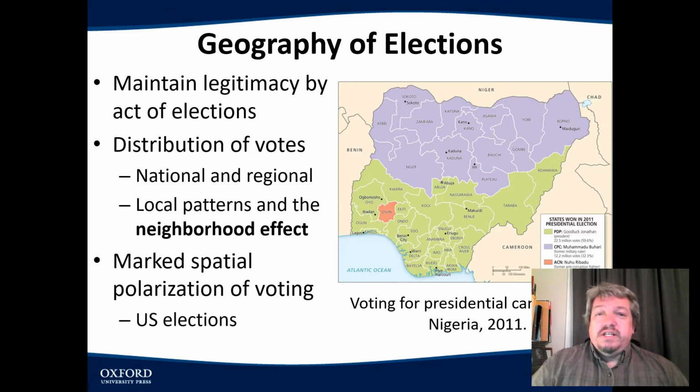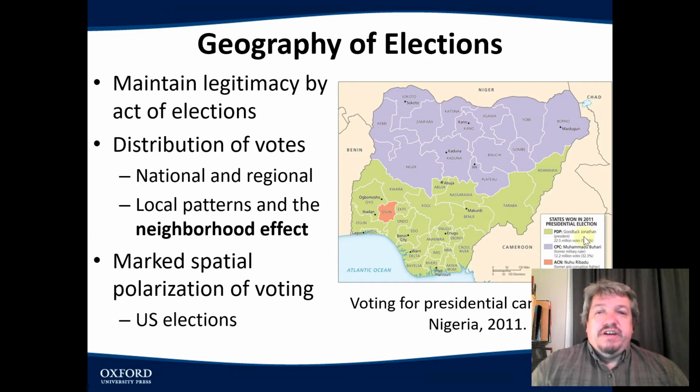So remember, one of the ways a government maintains legitimacy is by elections, by giving the people political power. So if you have the power to change the government by voting for the leadership, you have a greater buy-in. So that is a way that a government can maintain its legitimacy. But how the votes are distributed can affect that. So you can have different levels of votes at a national or regional basis.